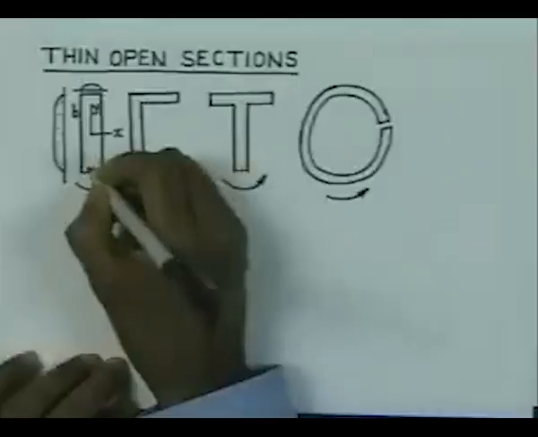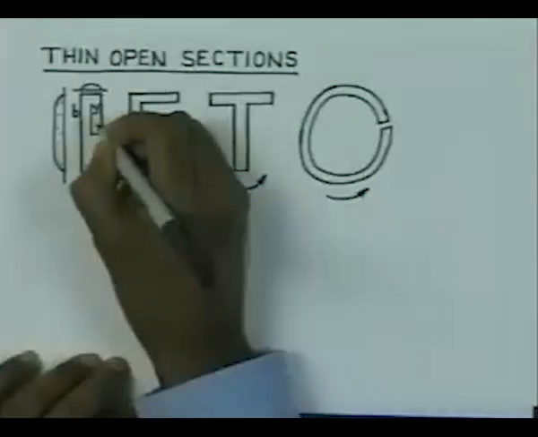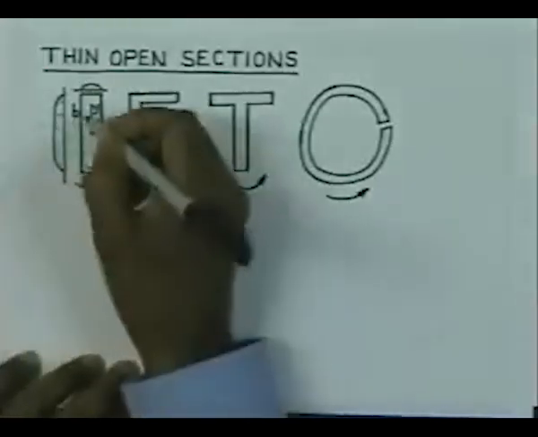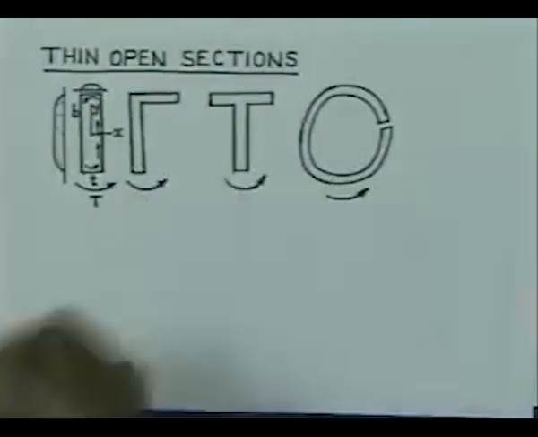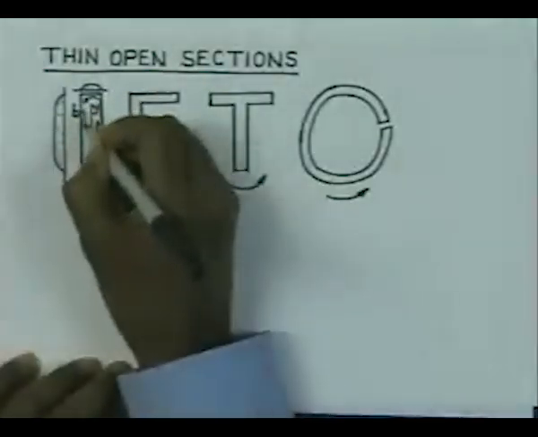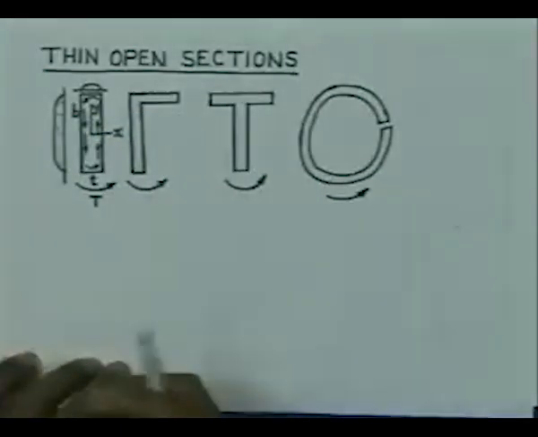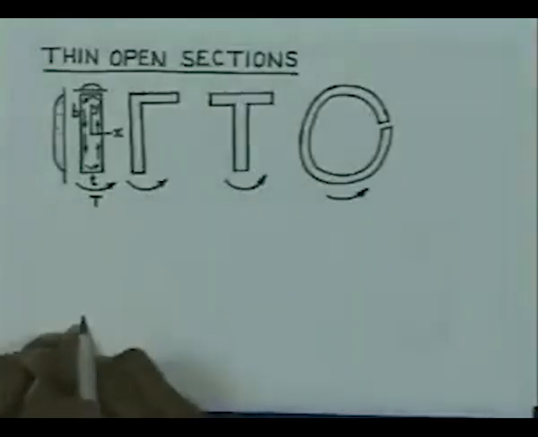It is also very clear that these shear flows or shear stresses will be directed like this. Along this boundary it will be directed like this, along this boundary it will be directed like this. Similarly, along this boundary it is going to be directed like this. So, it takes place in a current in the same sense as the applied torque.